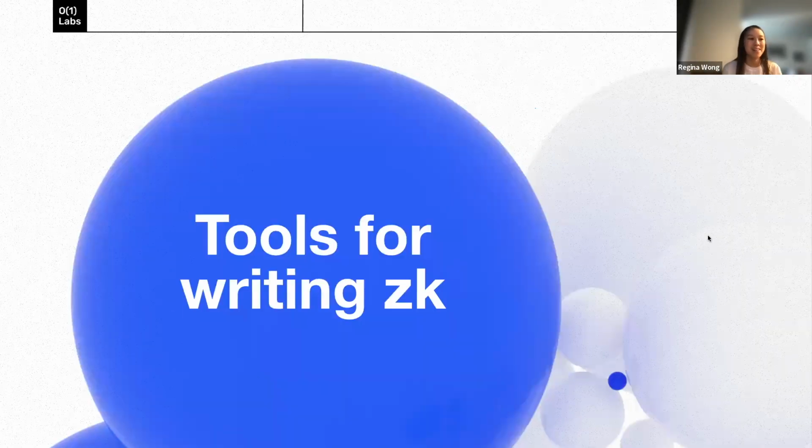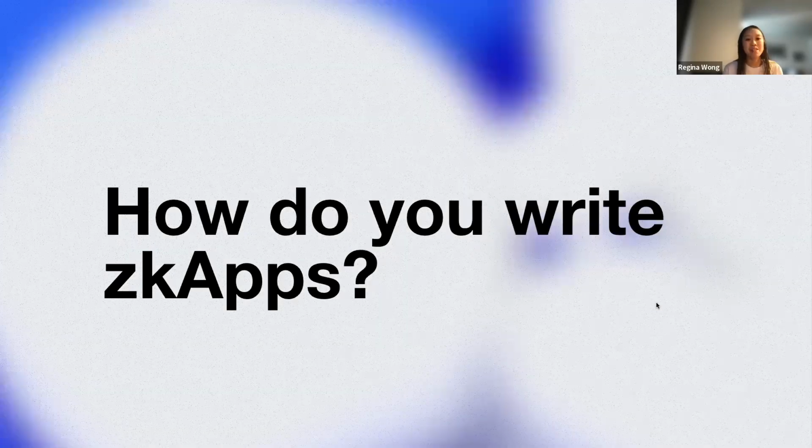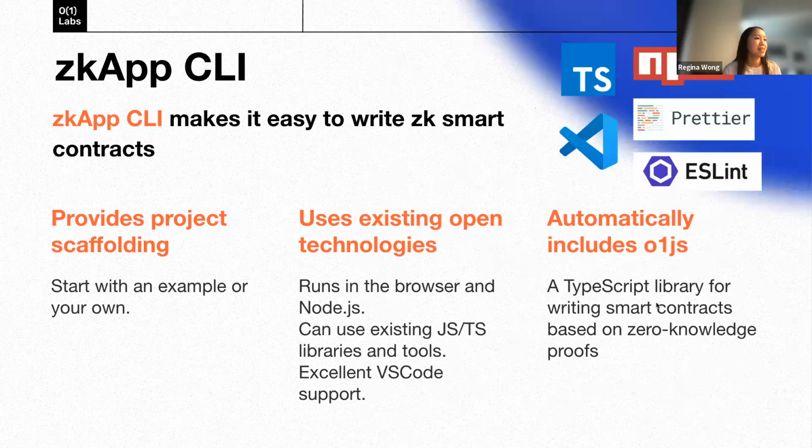So how do you write a ZK app? Luckily at O1, we built a few tools that make it really helpful and easy to do this. One of them is the ZK app CLI. The CLI is a toolkit that makes it super easy to write smart contracts. It provides project scaffolding. It uses existing technologies such as NPM, TypeScript, and ESLint. It also automatically includes o1js, which is the library we're using to write smart contracts based on zero knowledge proofs.